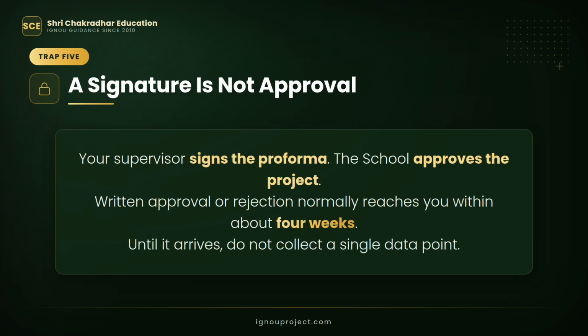Trap number 5. Your supervisor's signature is not approval. The supervisor signs the pro forma. The school approves the project. Written communication of approval or rejection reaches you from the school, normally within about 4 weeks of them receiving it. Until that arrives, do not collect a single data point.